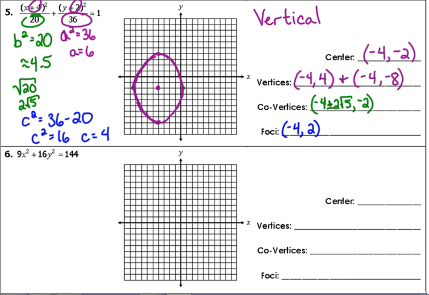So my foci are on the major axis, so vertical, so it has the same x. I'm going to add 4 to the y coordinate of my center, and I'm going to subtract 4 from the y coordinate of my center. That's where my foci are going to be.